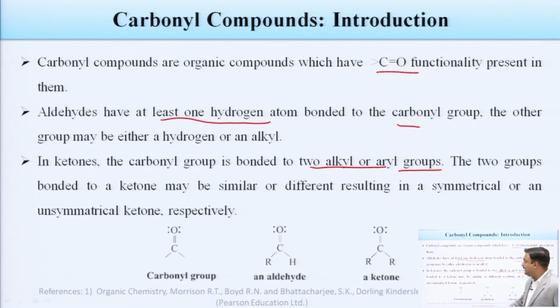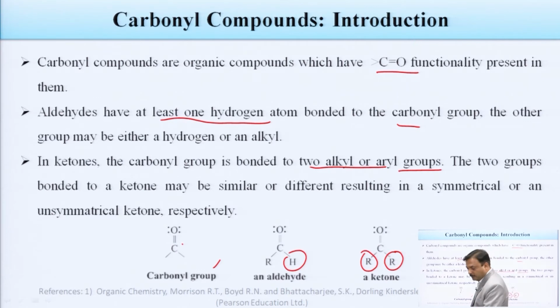The 2 groups bonded to the ketone may be similar or different, resulting in symmetrical or unsymmetrical ketones. You can see the structure of carbonyl compounds here. This is the carbonyl carbon and this is the oxygen, which is doubly bonded to the carbonyl carbon. In aldehydes, one of the substituents on the carbon is hydrogen, while in the case of ketones, both the substituents on the carbonyl carbon are alkyl groups or aryl groups.